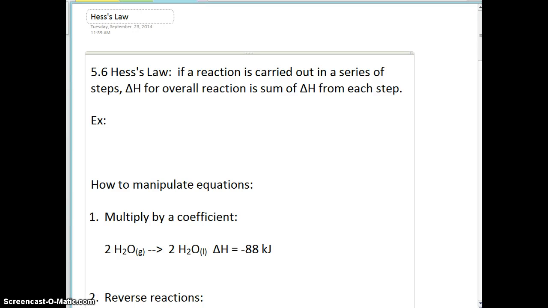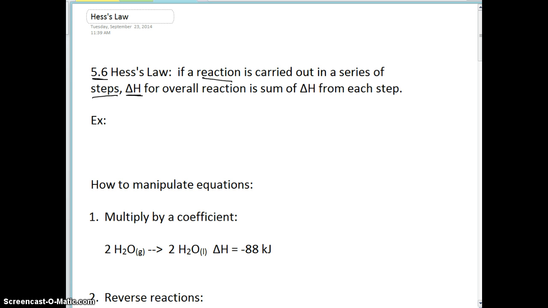Ladies and gentlemen, we're going to be talking about Hess's law tonight. Hess's law is located in 5.6 in your white textbook, and we'll define Hess's law as follows: if we have a reaction that's carried out in a series of steps, meaning there are often maybe 2, 3, 4, or 5 different reactions that are forming one final product.